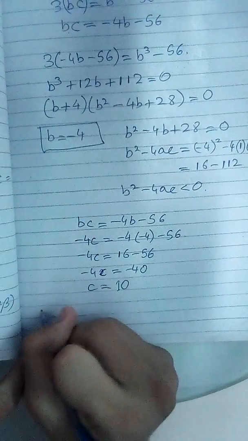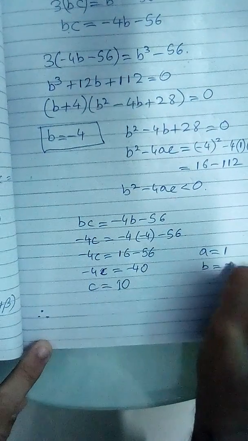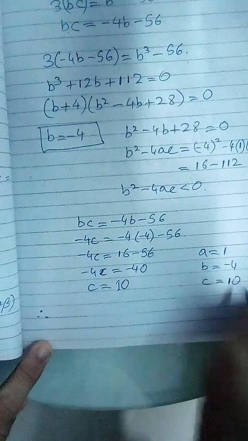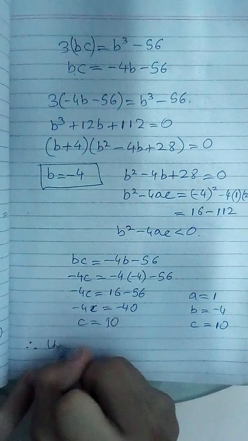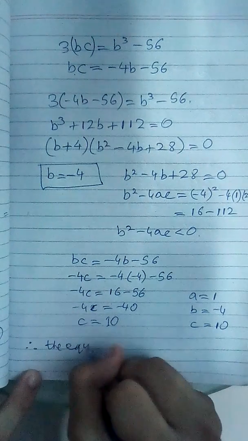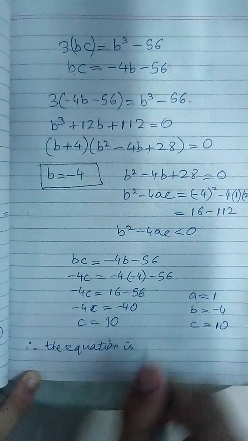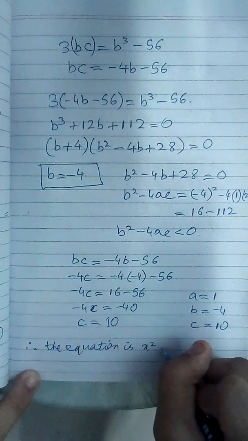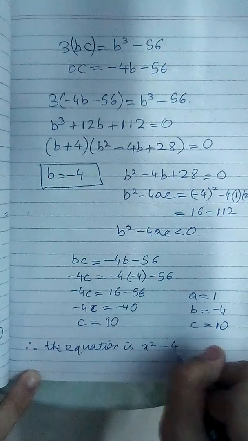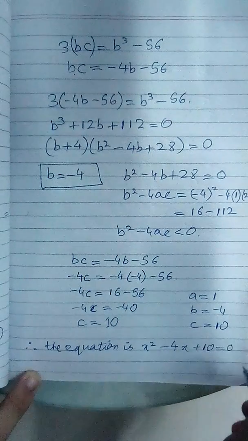Therefore the value of a is 1, the value of b is minus 4, and the value of the constant is 10. So we get the equation in the end. Therefore the equation is x square minus 4x plus 10 equals 0.